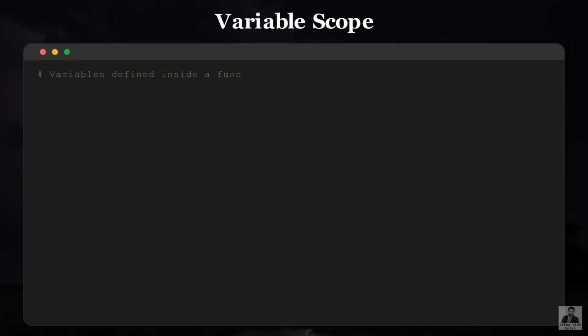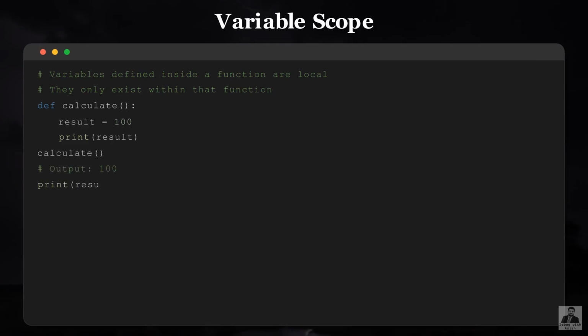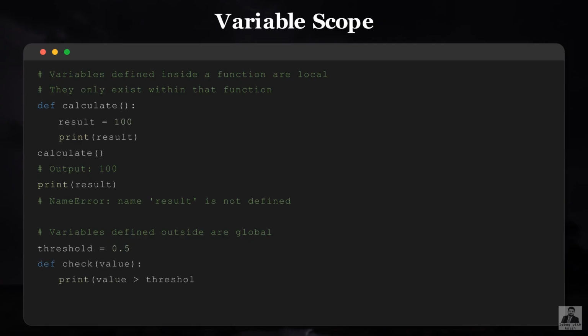Scope determines where a variable is accessible. A variable defined inside a function is local to that function. It is created when the function runs and destroyed when it finishes. Trying to access it from outside raises a name error. Variables defined outside all functions are global. They can be read from inside any function in the same file. Here, threshold is defined globally and the check function can read it without any issue.